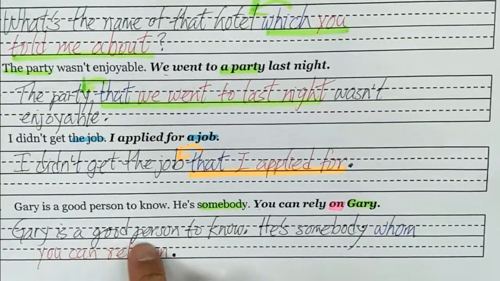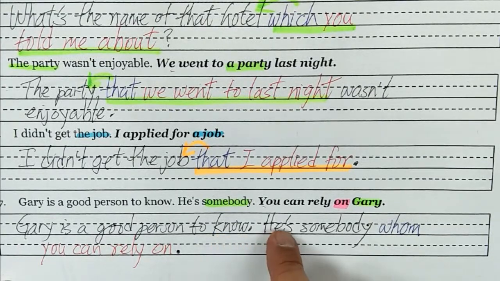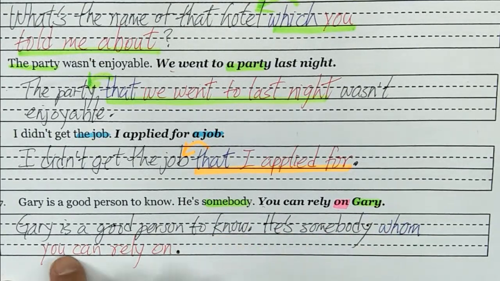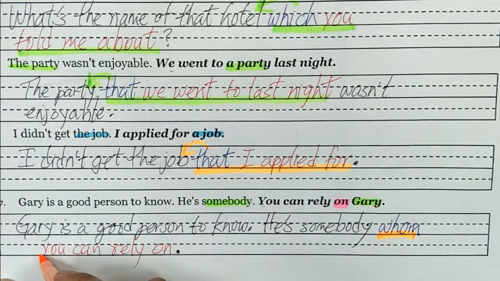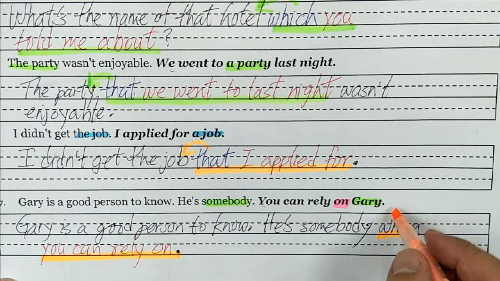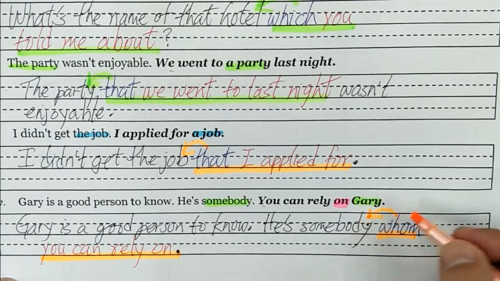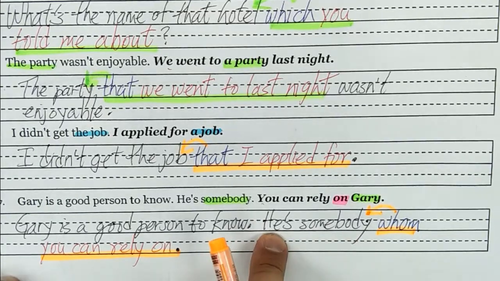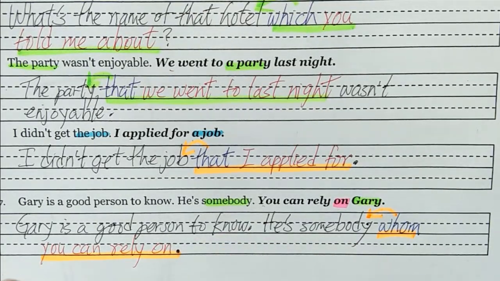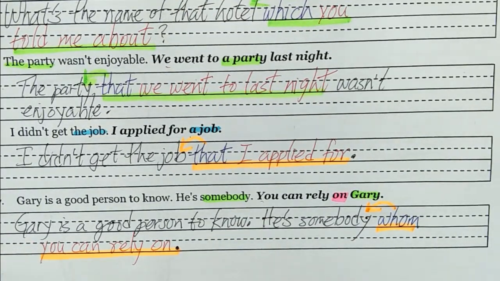Gary is a good person to know. He's somebody whom you can rely on. So, whom you can rely on is the adjective clause talking about somebody. Well, that somebody is he, and that he is Gary. Gary is a good person to know. He's somebody whom you can rely on.